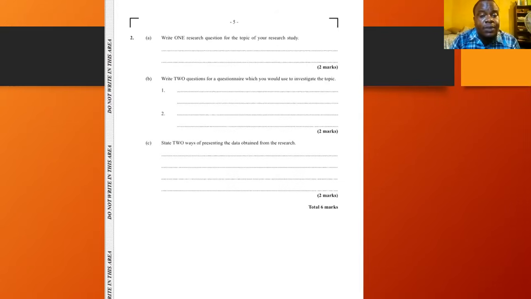State two ways of presenting the data obtained from the research. All right, so you're going to think in presenting the data now so people can see that this is what you actually got from the study. What do you think can be used to present those data? All right, there are several ways that you can present those data, but for social studies, the common ones would be bar graph, pie chart, and tables. Those three you can use to represent the data for this kind of research. Right? I hope you are following.